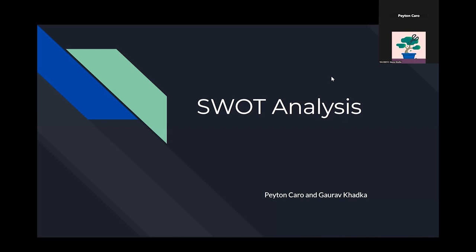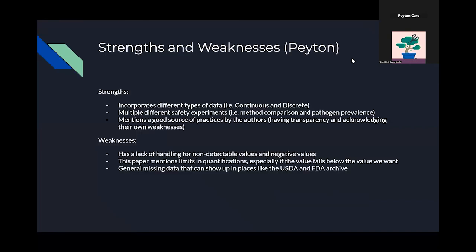So let's just go ahead and get started with the strengths and weaknesses for myself. Some of the strengths that I found in my paper was the incorporation of different data types, so examples being continuous and discrete. It had multiple different safety experiments, right? Method comparison and some pathogen prevalence. It also mentions it had a good source of practice by the authors.